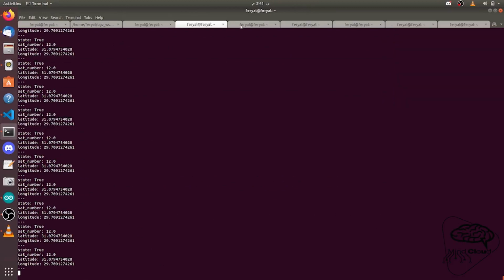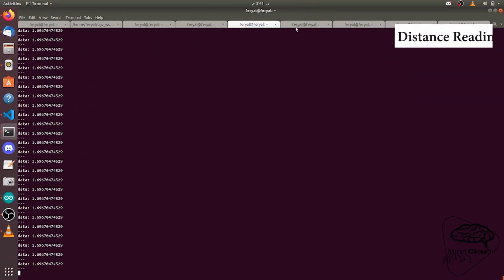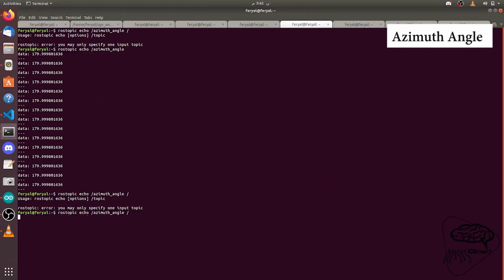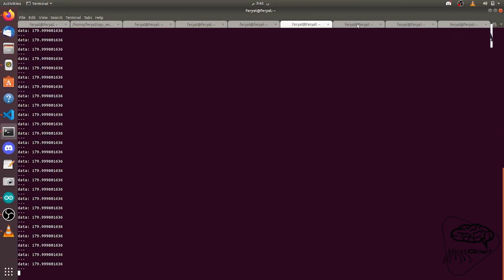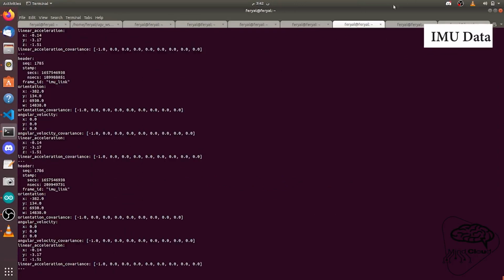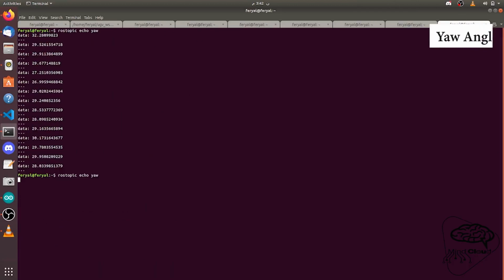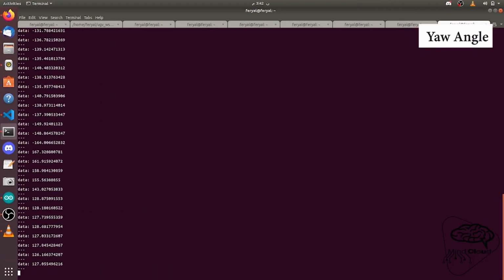To get the angle the rover should be rotated to reach the waypoint, we subtract 2 angles. The first angle is the azimuth angle which we get from the GPS, and the second angle is the heading angle which we get from the IMU. Now the rover has the distance and the angle to reach the waypoint.